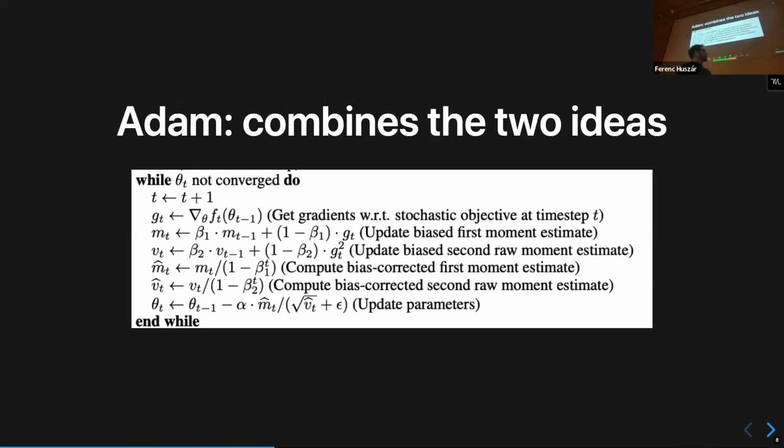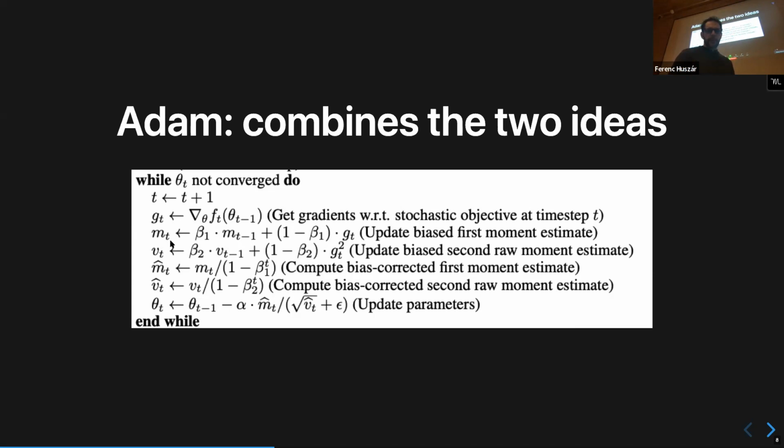If you take these two ideas, momentum, maintaining a moving average of the direction and moving in that direction, and adaptive step sizes, maintaining a moving average of the gradient magnitude and normalizing the step size by that, you get this algorithm called ADAM, which you're going to come across at some point if you haven't already several times. This is probably the most used variant of stochastic gradient descent in deep learning. The details here are not that important. This is from the original ADAM paper from maybe 2014-ish.